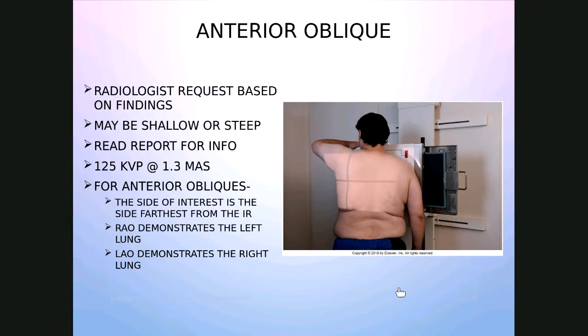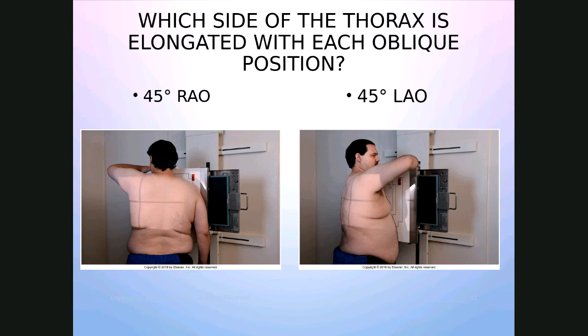and those would demonstrate whatever he or she needs to see better than if you did PO obliques. All right, so when we look at this next one, you can see this is a 45-degree RAO. This is a 45-degree LAO. Now, what do I mean by 45? If he was flat against the chessboard, it would be 0 degrees and he would be PA. If he was 90 degrees to the chessboard, he would be in a left lateral. So between 0 and 90, you have all different degrees. So halfway between PA and lateral, you have a 45-degree oblique.